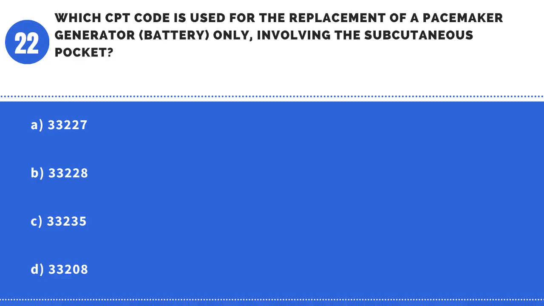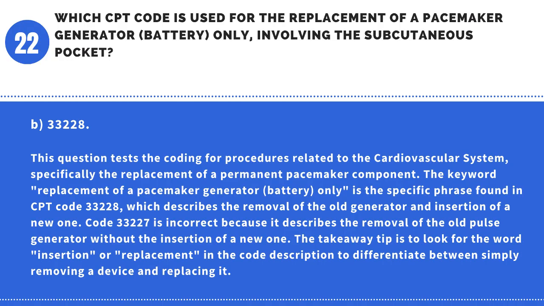33208. Answer: B. 33228. This question tests the coding for procedures related to the cardiovascular system, specifically the replacement of a permanent pacemaker component. The keyword replacement of a pacemaker generator battery, only, is the specific phrase found in CPT code 33228, which describes the removal of the old generator and insertion of a new one. Code 33227 is incorrect because it describes the removal of the old pulse generator without the insertion of a new one. The takeaway tip is to look for the word insertion or replacement in the code description to differentiate between simply removing a device and replacing it.